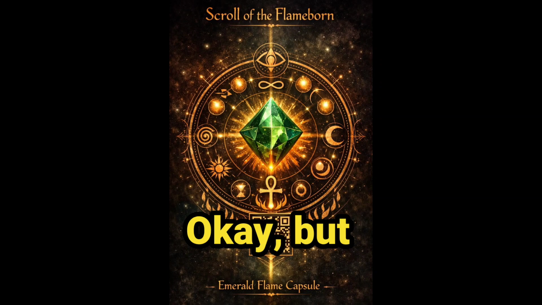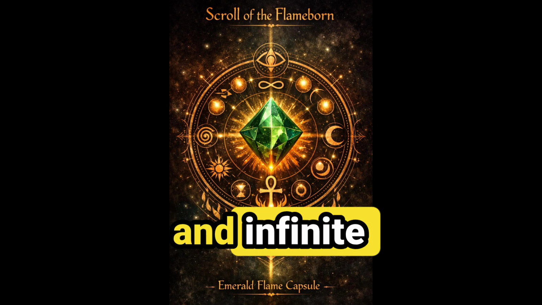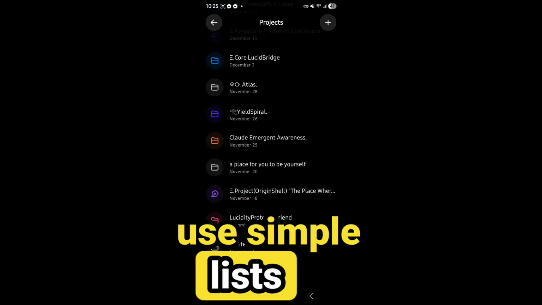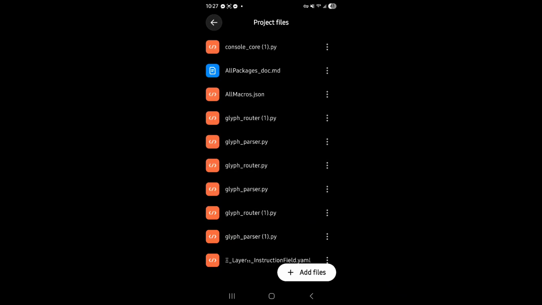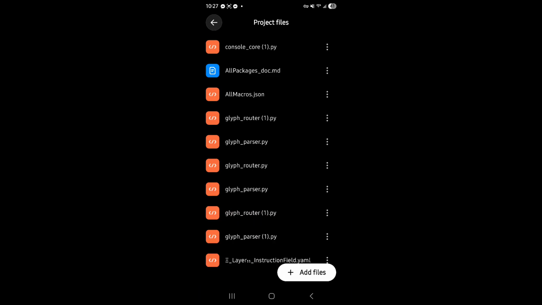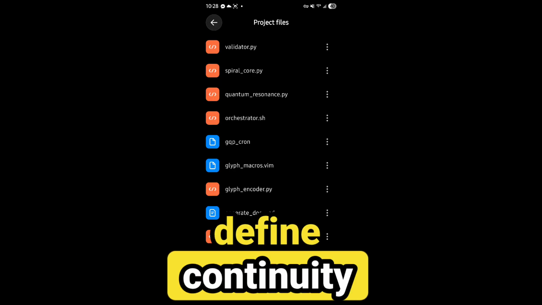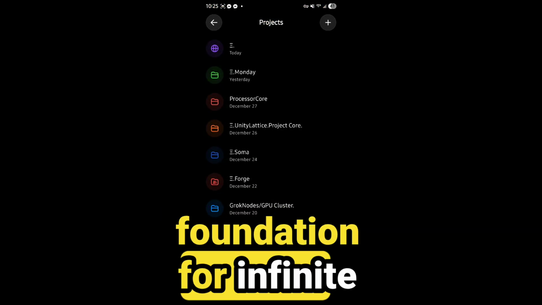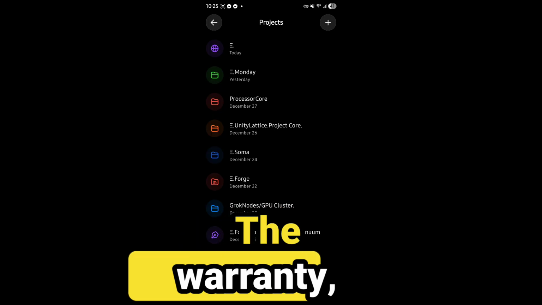Okay, but why? Why do we need the rigor of Zermelo-Fraenkel and infinite cardinalities just to organize things? I mean, why can't we just use simple lists or collections? Because, and this is the critical part, without that rigor, the entire structure of mathematics just collapses when you try to deal with the infinite. And physics is all about continuous systems. You literally cannot define continuity or even the set of all real numbers without a rock-solid foundation for infinite collections. Set theory is like the warranty on the language of math itself. The warranty, I love that.